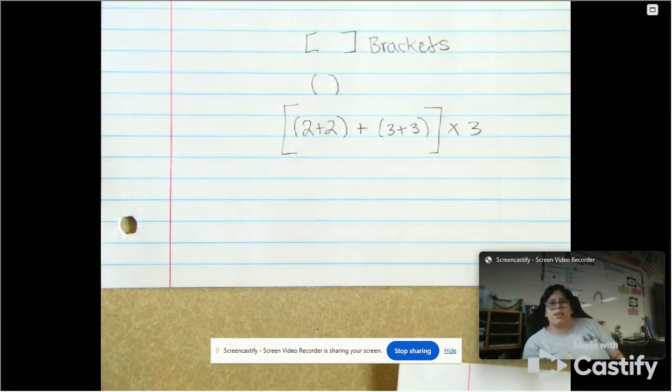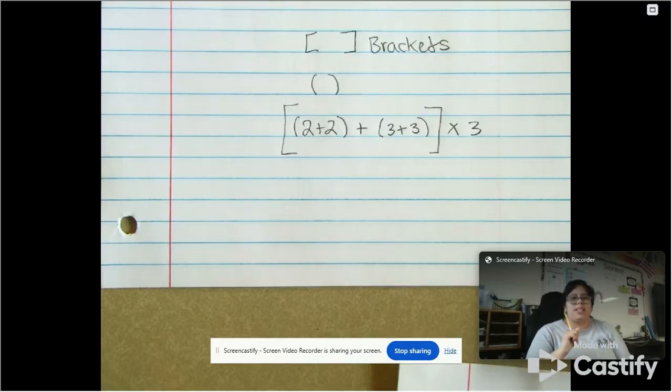Oop, the sun's in the way. I'm sorry, guys. Those are brackets, and we still have parentheses.